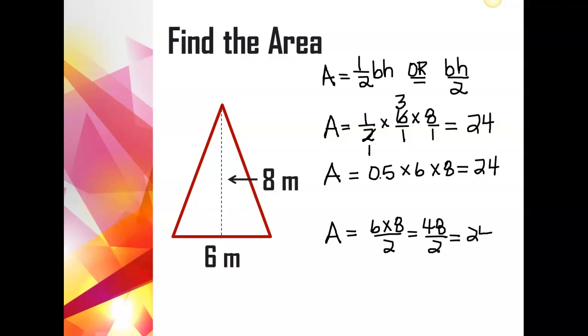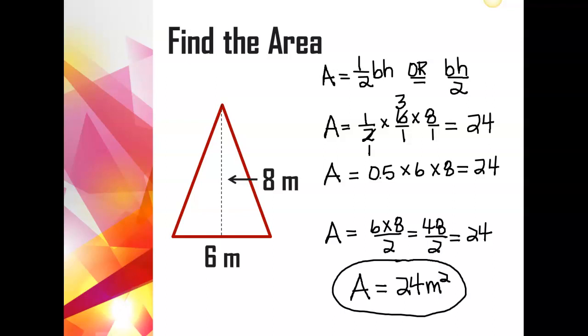As you can see, there are several ways to approach this calculation. However, they do all give us the same end result. The area of the triangle is 24 meters squared. Don't forget, your answer must have a label to be complete.